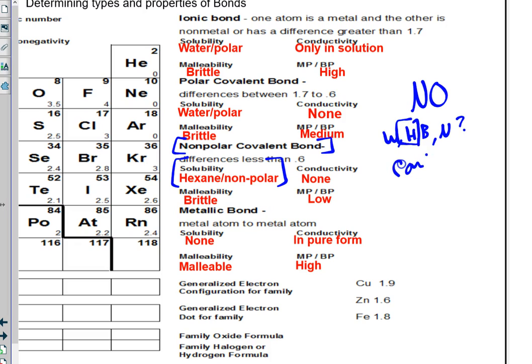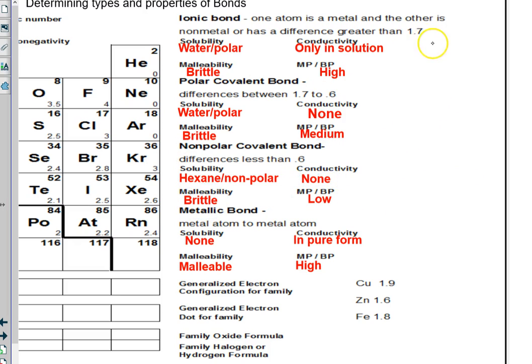It might ask you if it conducts. You would come right here. Conductivity says none, so no matter how it asks about conducts, you put no. It could say, does it have a high, medium, or low melting and boiling point? You can see right here, that's low. It might say brittle or malleable, and your answer is right there.